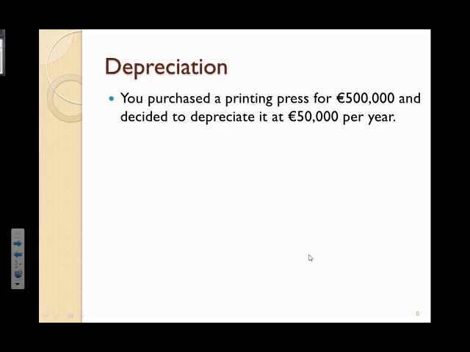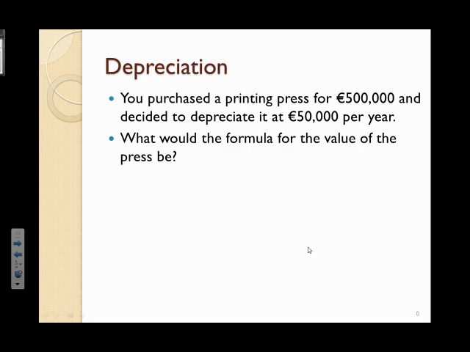Now, what would the formula be for the value of the press? We purchased a printing press for 500,000 euros, and we depreciate it at a cost of 50,000 euros per year. So if we look at this, we realize, well, the cost is going to start at 500,000 euros. And then each year, the value of it is going to depreciate down 50,000 euros. And we're setting aside 50,000 euros to replace the machine. So at the end of 10 years, we can buy a new machine.